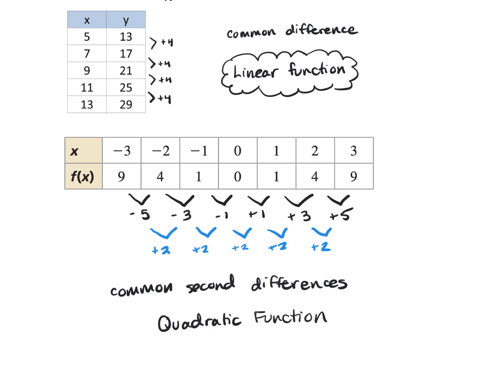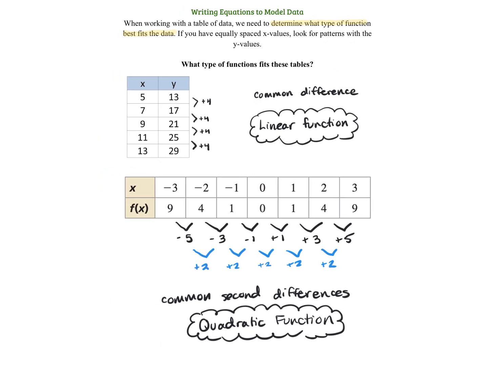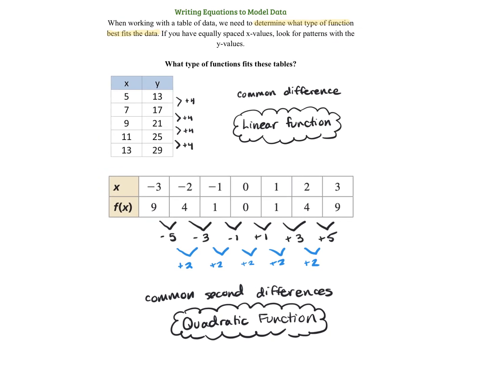So if you don't have that initial common difference, don't be deterred. Always check to see if there's that common difference of differences. And if there is, then you know that we can use a quadratic function to model it.